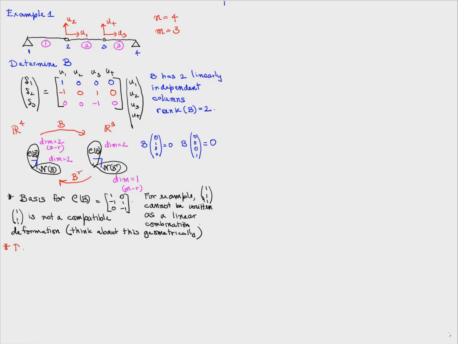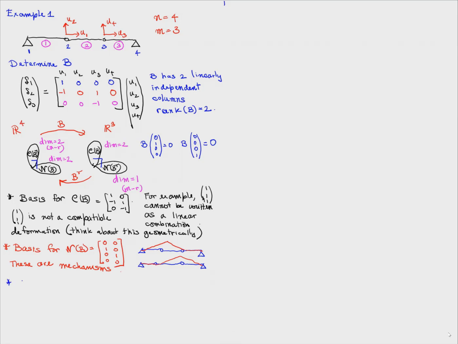Now let's construct a basis for the null space of B. So by inspection, (0, 1, 0, 0) and (0, 0, 1, 0). And let's see what these displacements mean. We see that these displacements are mechanisms. So these are displacements that can occur in the structure without any resistance. Such displacements are called mechanisms. So we understand what the null space of B tells us.